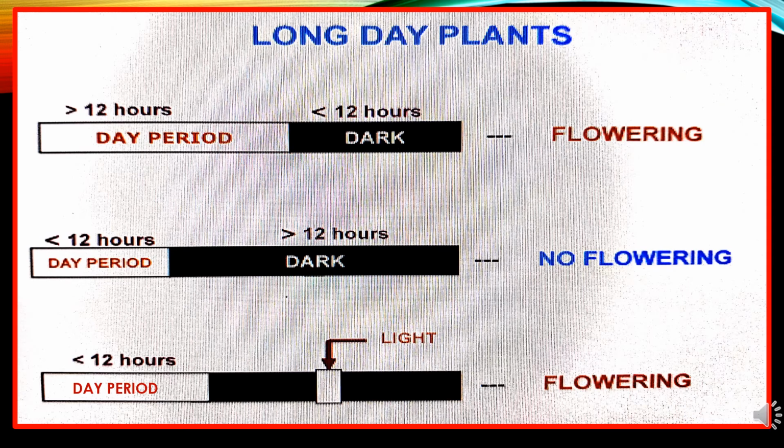In this diagram, we have shown the flowering behavior of long day plants. If the day period is more than 12 hours and the dark period is less than 12 hours, there will be flowering. In the second case, when the day period is less than 12 hours and the dark period is more than 12 hours, then there will be a significant impact on flowering and there will be no flowering. In the third case, when the day period is less than 12 hours and during the dark period there is interference of light for a shorter period, in such case also there will be flowering.